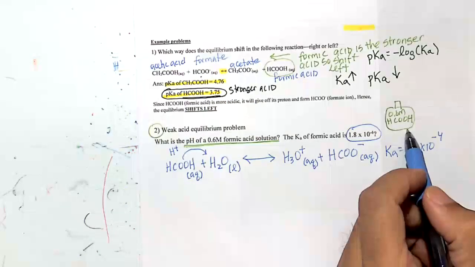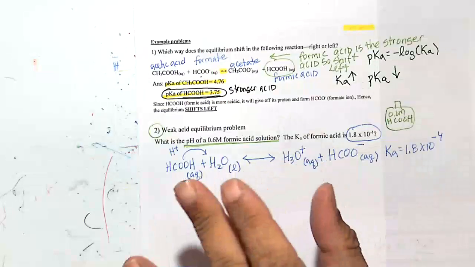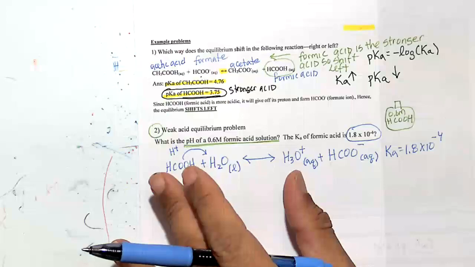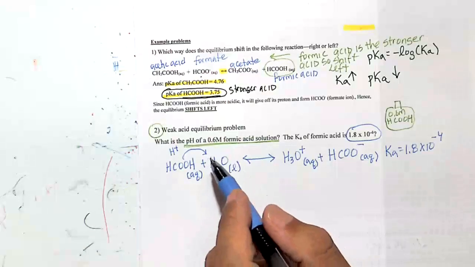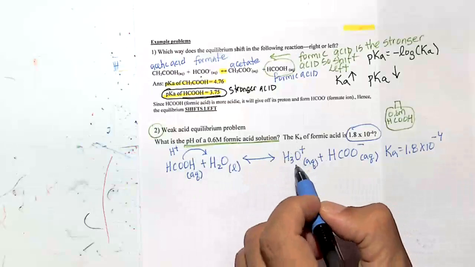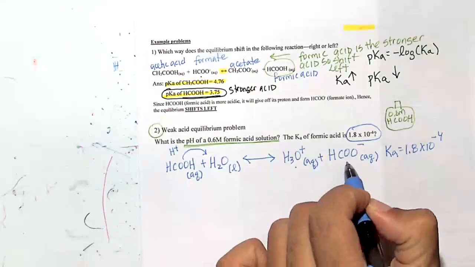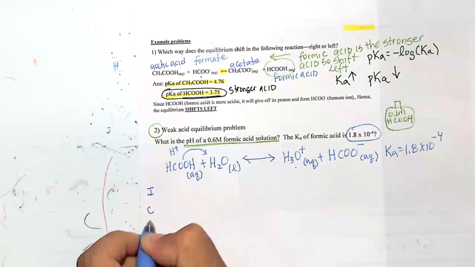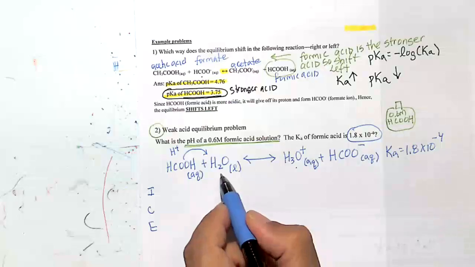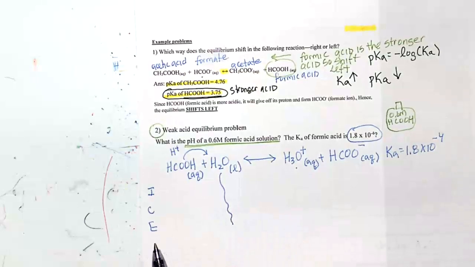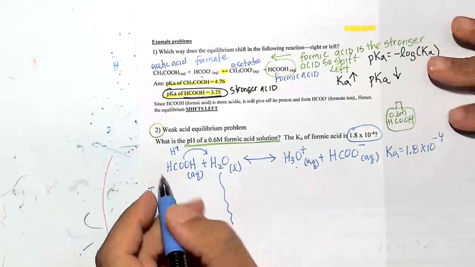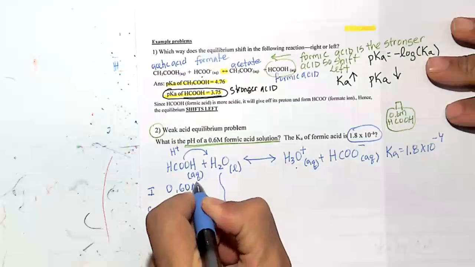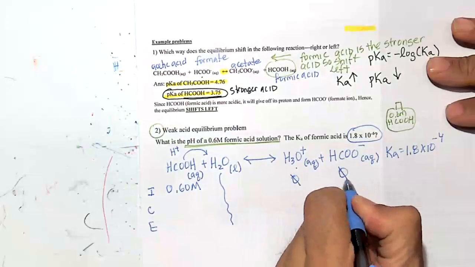But you see, this bottle of 0.6 molar formic acid is not just formic acid. So what else is in there besides water? H3O plus and HCOO minus. So we'll do our ICE table because it's a weak acid. It's not one of our 6. Liquids do not go into the equilibrium, neither do solids. So we have 0.60 molar, and this will be 0 and 0.